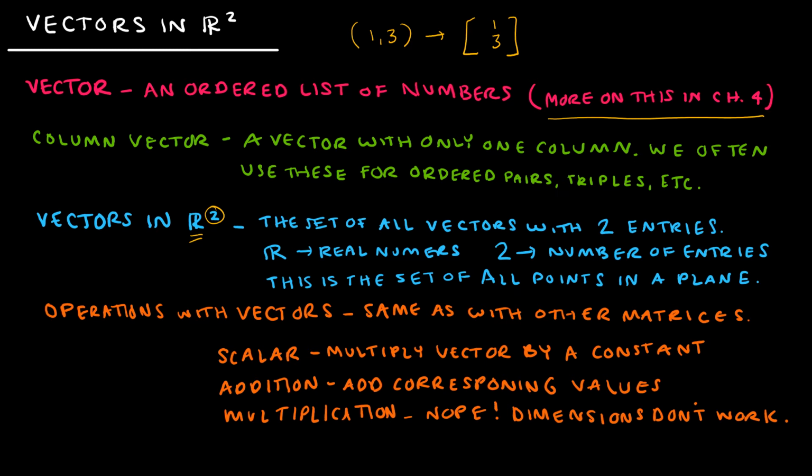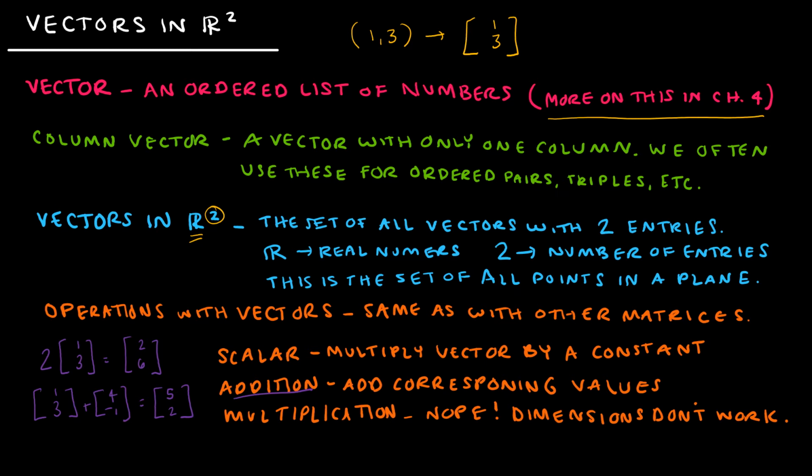The operations that we can do with vectors are very similar to those with other matrices. We can have a scalar, so if I had a 2 on the outside of my 1, 3 vector, essentially I'm going to multiply each by 2. I can add them together, and that includes subtraction, because you're adding a negative value. So if I had 1, 3 plus 4, negative 1, then component-wise, 1 plus 4 is 5, and 3 plus negative 1 is 2, and that would be my new solution.